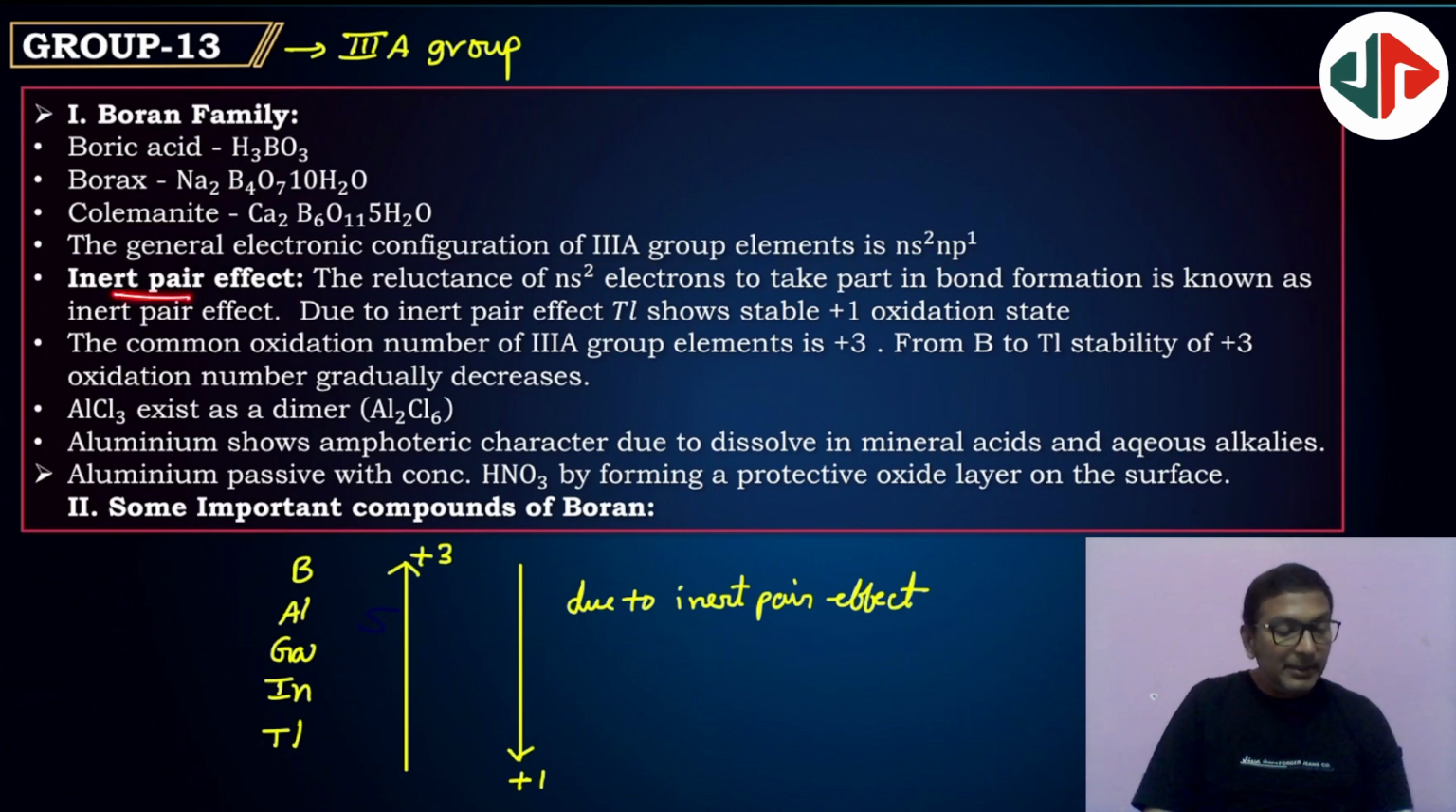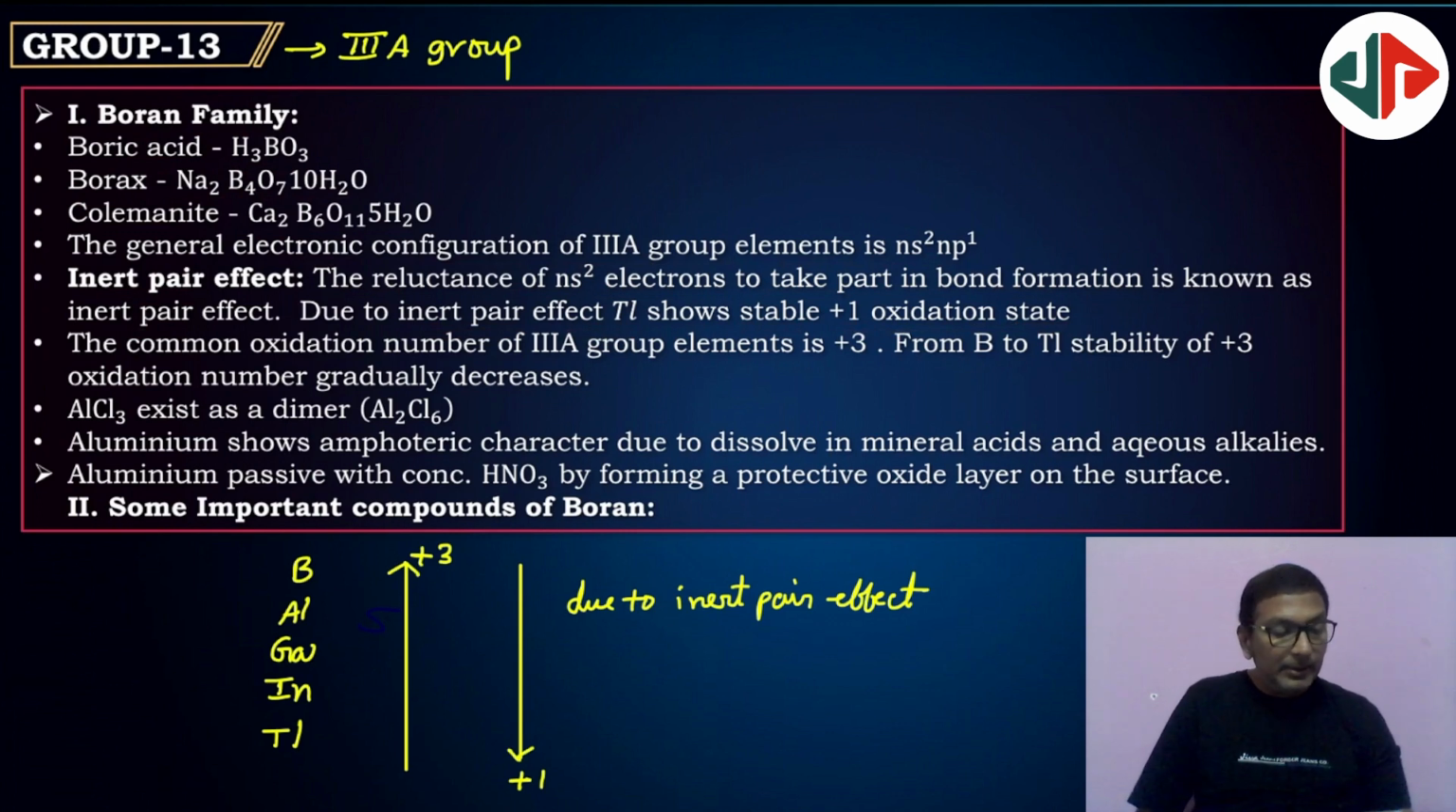So here it is given: inert pair effect. The reluctance of ns2 electrons to take part in chemical bond formation is known as the inert pair effect. So due to the inert pair effect, for lower elements the lower oxidation state is stable. Thallium is more stable in the +1 oxidation state. From top to bottom, the stability of the lower oxidation state increases. The ns2 electrons will not participate in bond formation for lower elements.